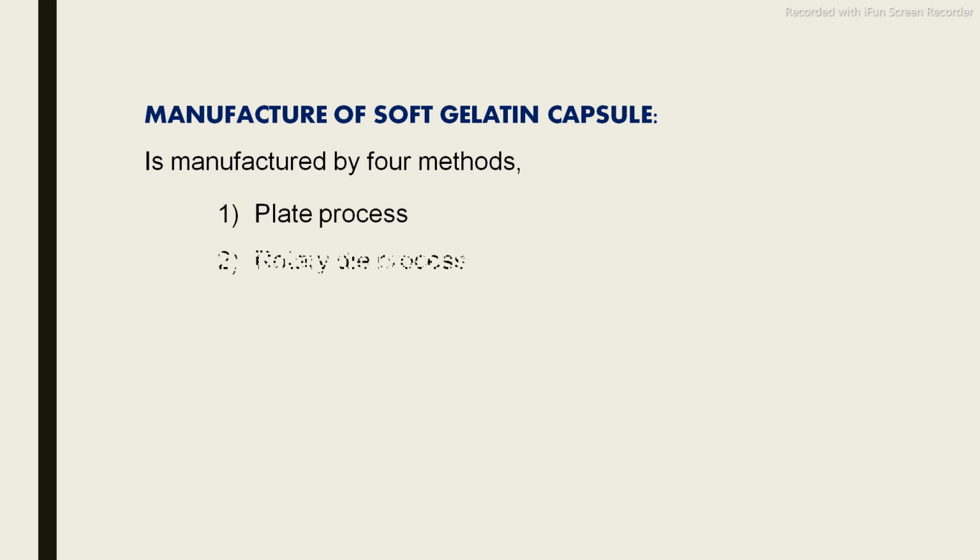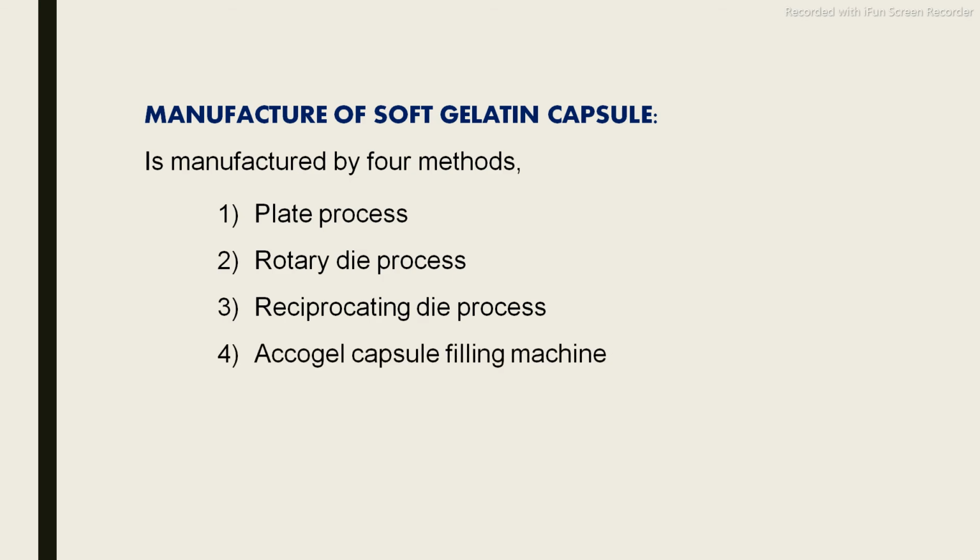The next, manufacturing of soft gelatin capsule. It is manufactured by 3 methods. First one, plate process; second, rotary die process; and third one, reciprocating die and Accogel capsule filling machine. Let us first discuss what is meant by plate process.